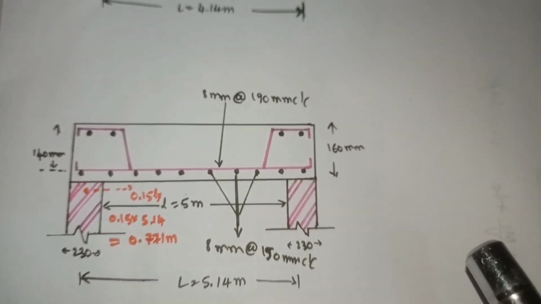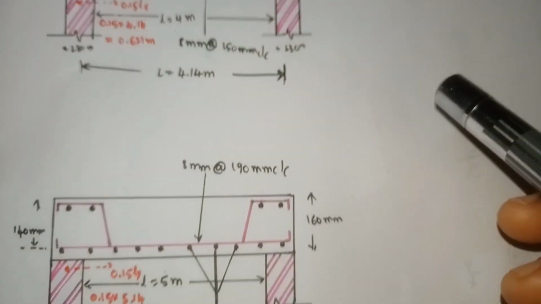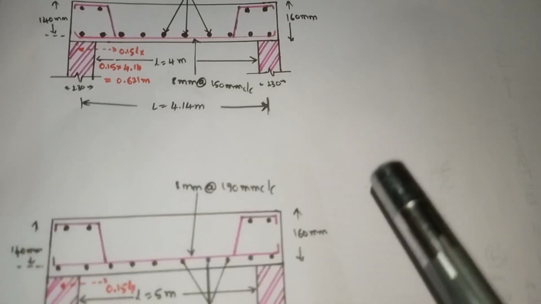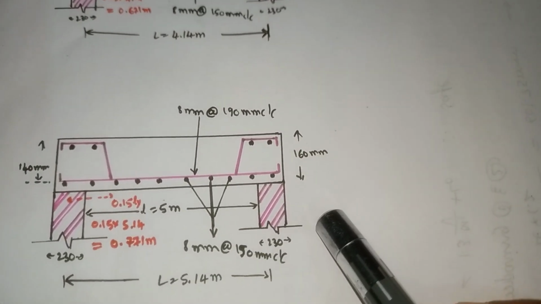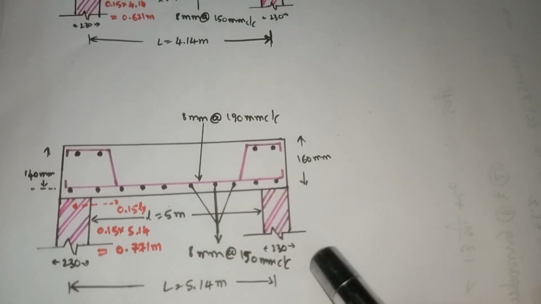So this is how the representation of the longer span diagram as well as the shorter span is made. This is the shorter span diagram of the two-way slab and this is the representation of the longer span diagram of the two-way slab. I hope you understood.